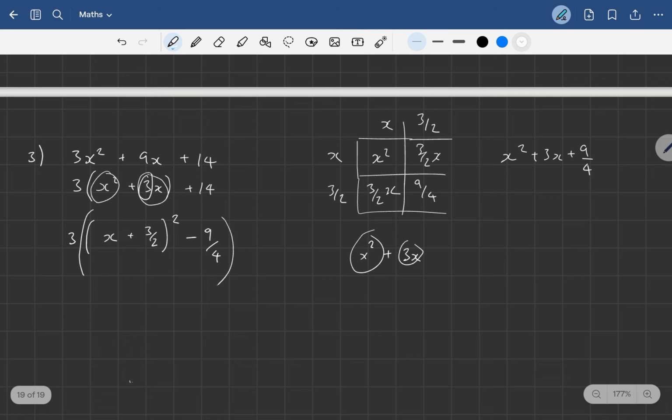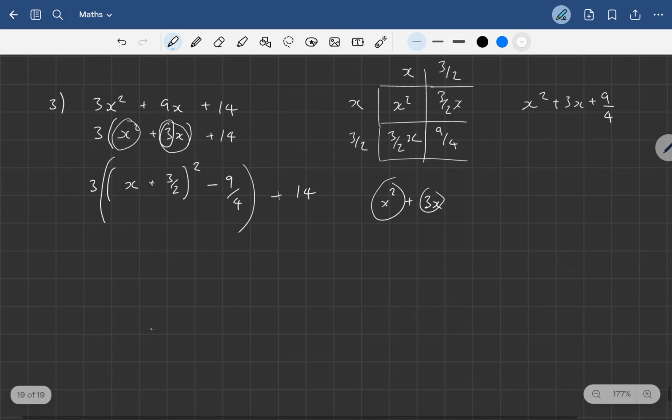Now this equals just the x squared plus 3x part. But we also want a plus 14. So we add 14 to the very end. Now if we expand this out again, we get x plus 3 over 2 squared, minus 3 over 2 squared, which is 9 over 4, plus 14. So we have x plus 3 over 2 squared.